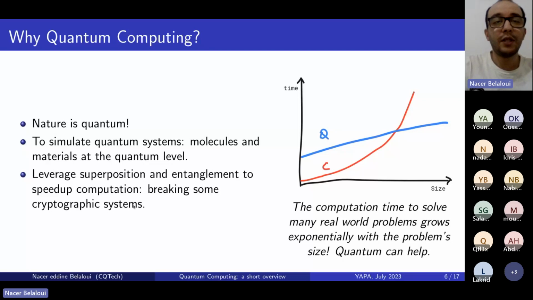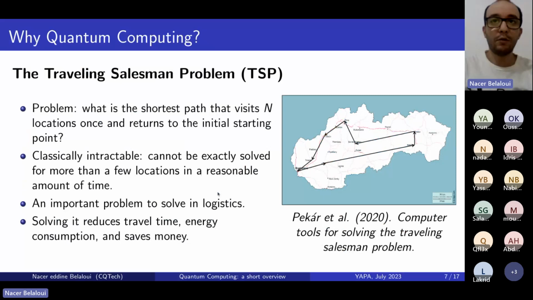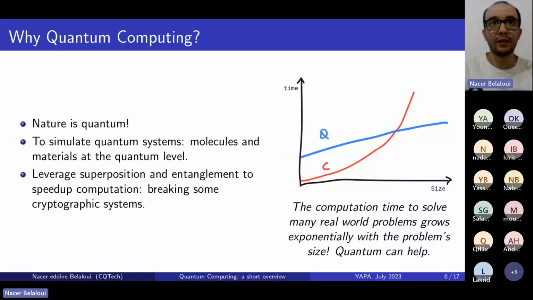And I've chosen here an example, which is breaking some cryptographic systems, with an accent on some, so not all. We do know of an algorithm that breaks the RSA cryptography algorithm. It's called Shor's algorithm. It does not break other cryptography schemes, but it does break the RSA algorithm.